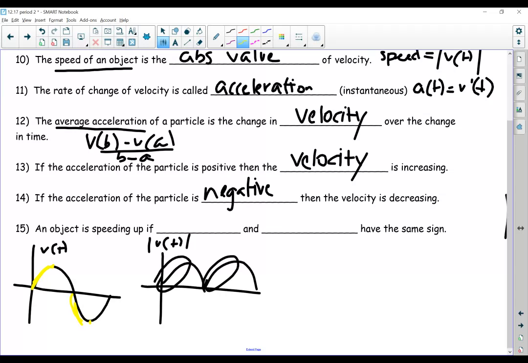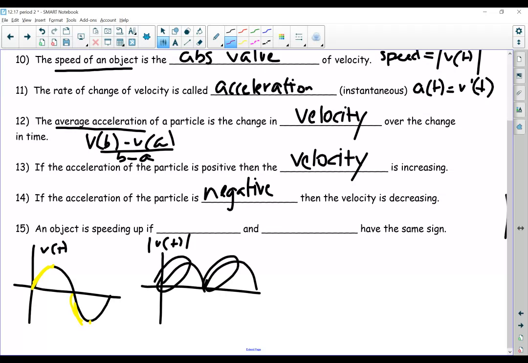So let's look at this. We're speeding up if we have a velocity function and not a speed function, which 99% of the time we have a velocity function. We know the object is speeding up if it has a positive slope on the positive side or a negative slope on the negative side. So anytime the velocity graph is moving away from the horizontal axis, that's when that function is going to be speeding up. To prove that, I just have to look at the signs.